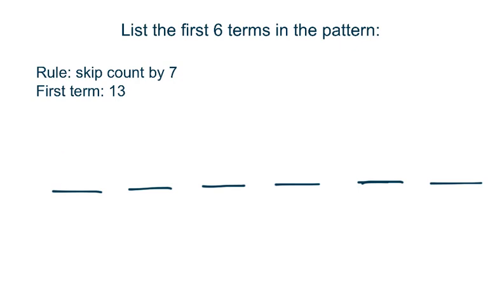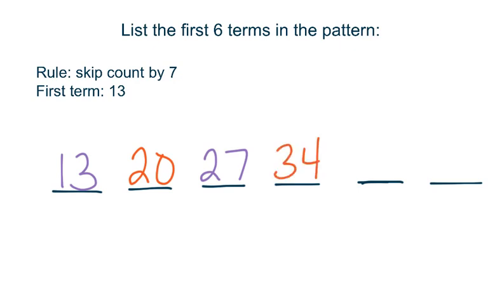So our first term is 13. If we're skip counting by 7, that means I need to add 7 more to 13. So 13 plus 7 more would be 20. Plus 7 more would be 27. Plus 7 more would give me 34. 34 plus 7 more would give me 41, and then 41 plus 7 more would give me 48. Pretty simple. I'm skip counting by 7, and I am following my pattern. All right, let's take a look at our next pattern.